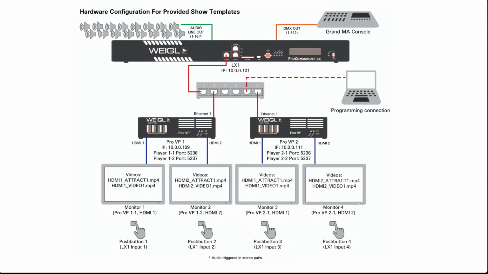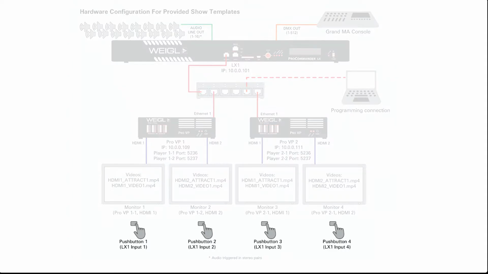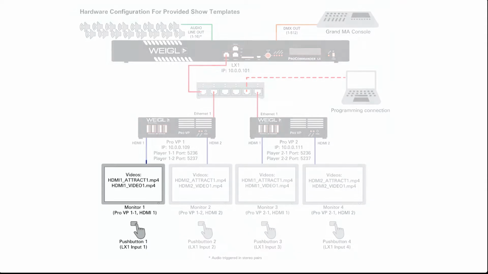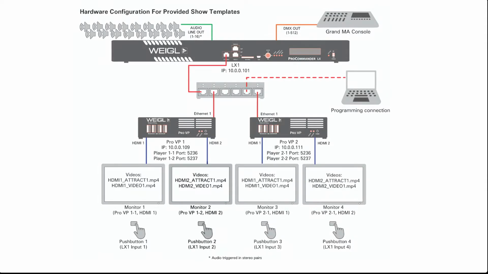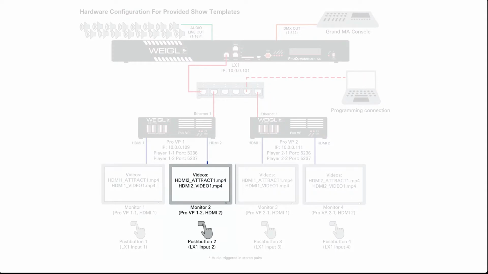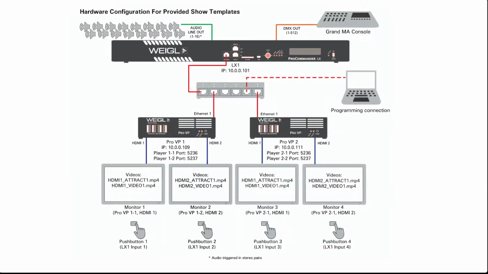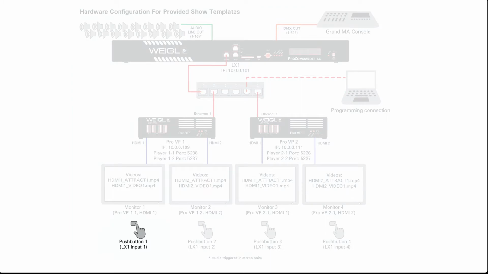The templates are configured for up to two ProVPs on a ProCommander LX. It's assumed there's a single push button at each location for triggering videos, basically one ProVP video port, or as we're calling them here, players, per location providing that video playback. But we'll discuss video playback more in a minute. The templates are also configured as LX push button input 1 triggers LX show 1, push button input 2 triggers LX show 2, and so on.